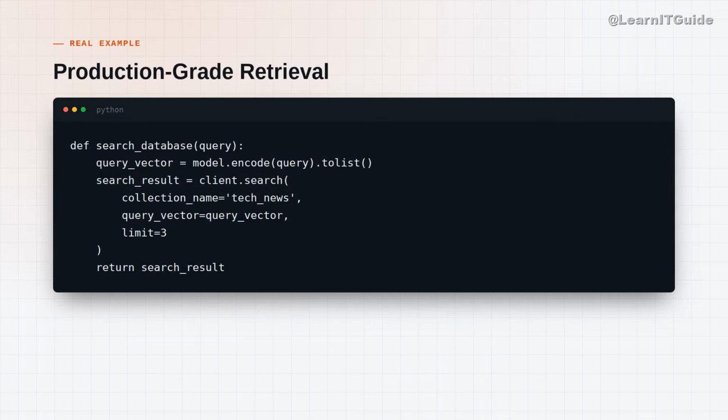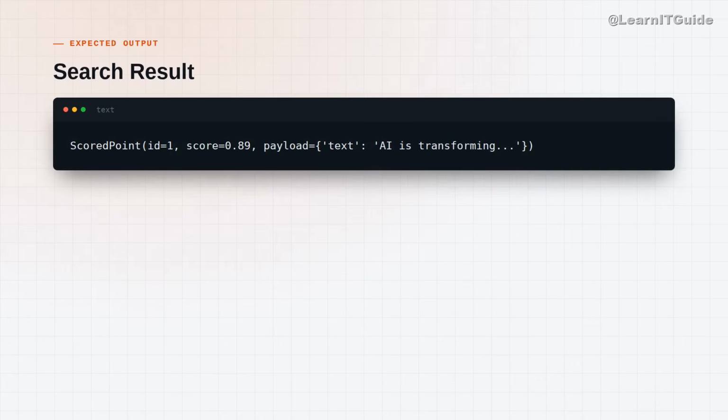In a production environment, you never just search for one item. Notice how line 6 uses a limit of 3. This is crucial. You want the top 3 most semantically similar matches for your query. The model encodes the user's input, and the client performs a vector search. This logic forms the heart of a retrieval augmented generation system. The score of 0.89 tells you how confident the database is. A higher score means the embedding of your query is closer to the embedding of the document. This is how you verify if your search is accurate.